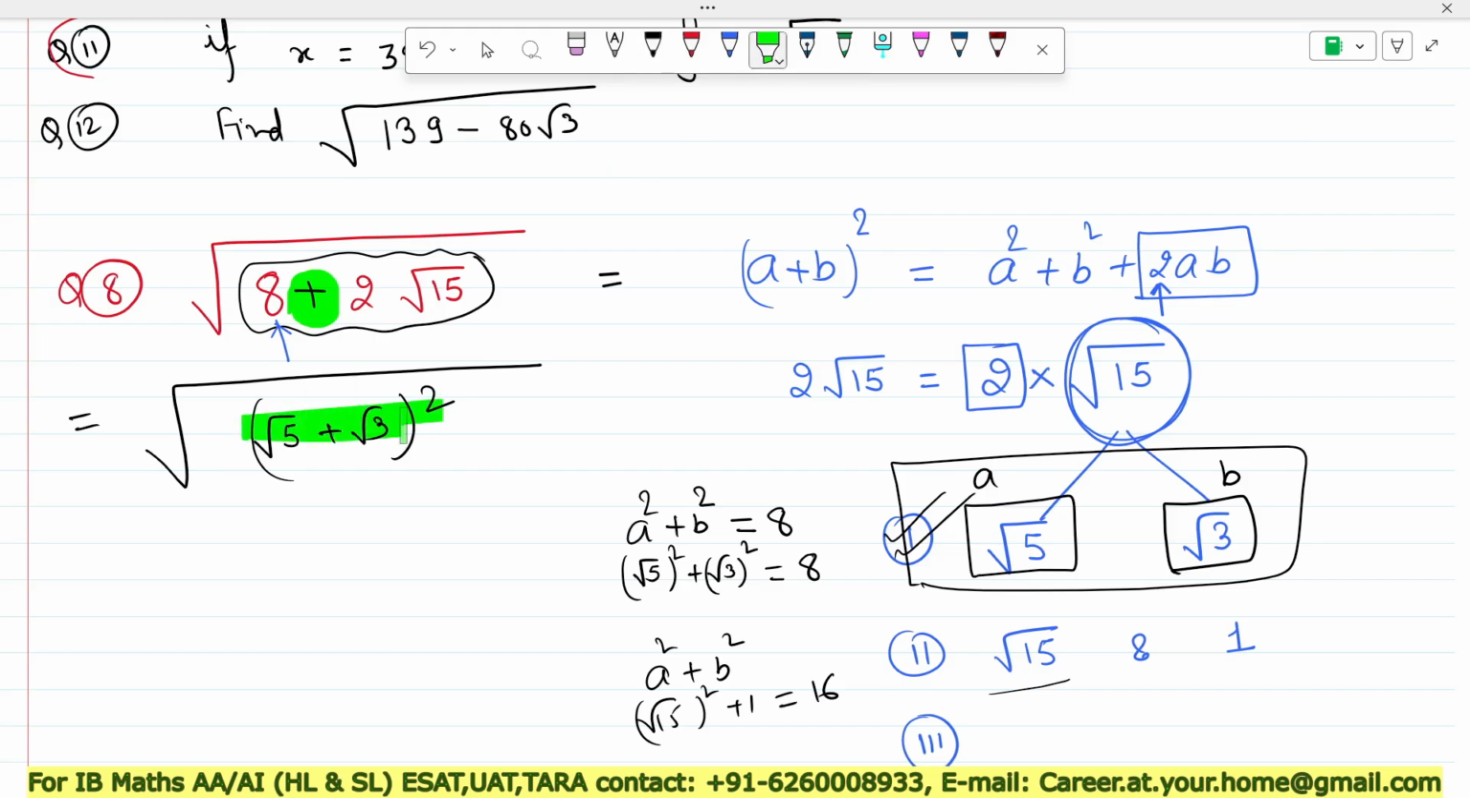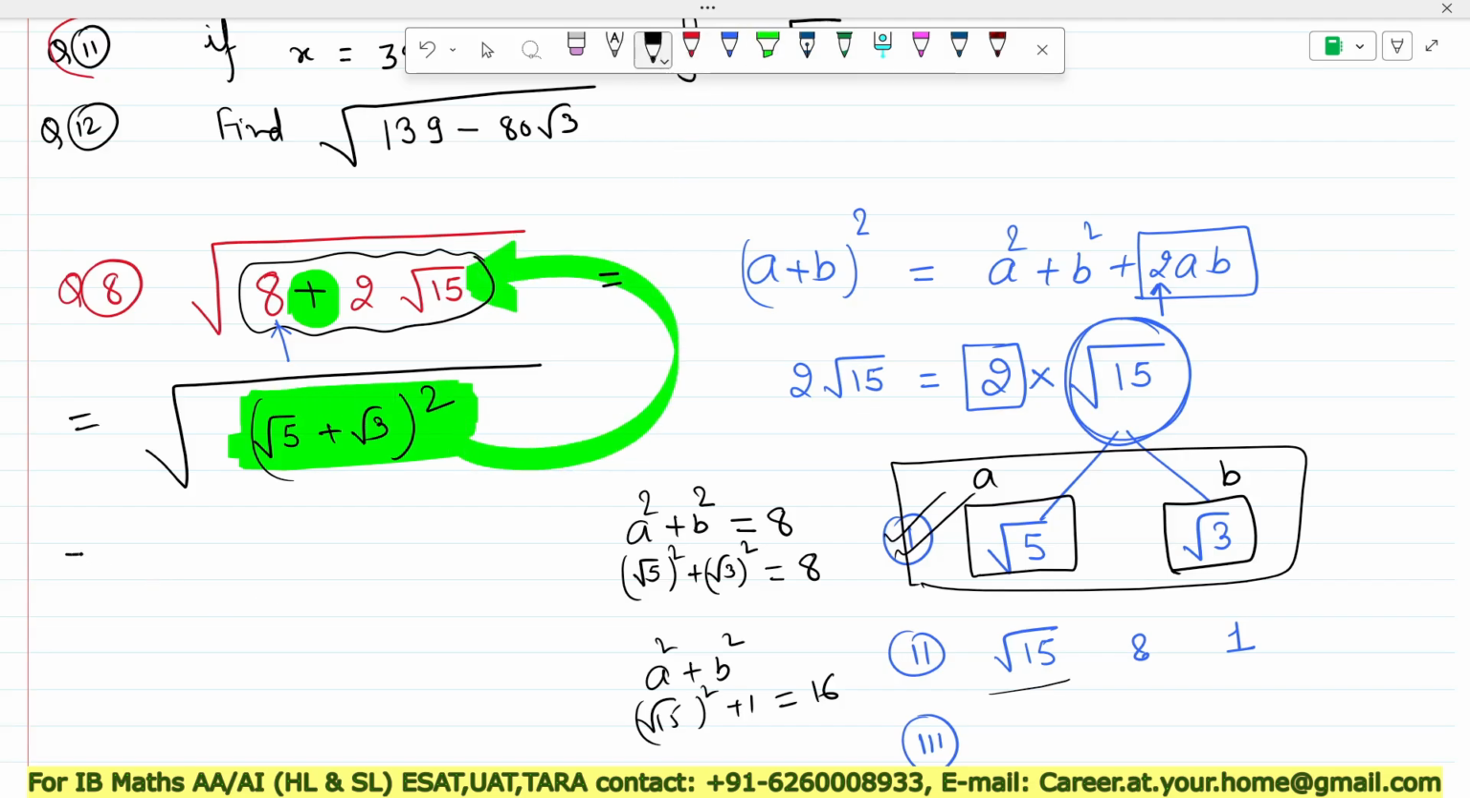You may verify. If you want, you may expand this. I am 100% sure that if you expand this, you will surely get this expression. You may check it mentally or verbally. See, a square plus b square: a square is 5, b square is 3, plus 2ab, which means 2 times root 5 into root 3. That will be 2 root 15. Have you understood it? So now your square and square root will cancel out, and you will get root 5 plus root 3. Have you understood it?